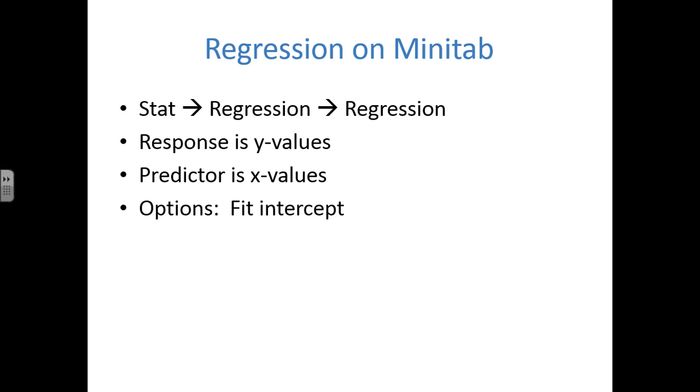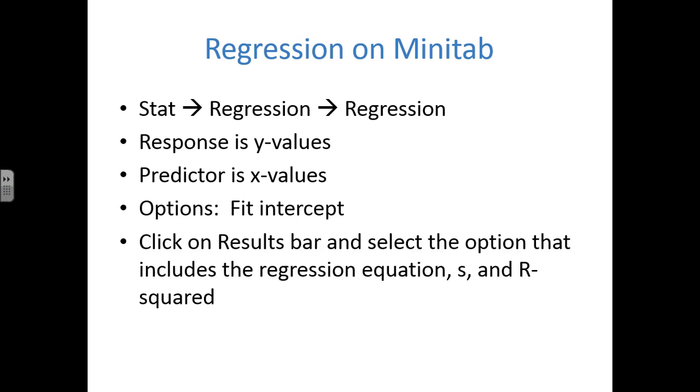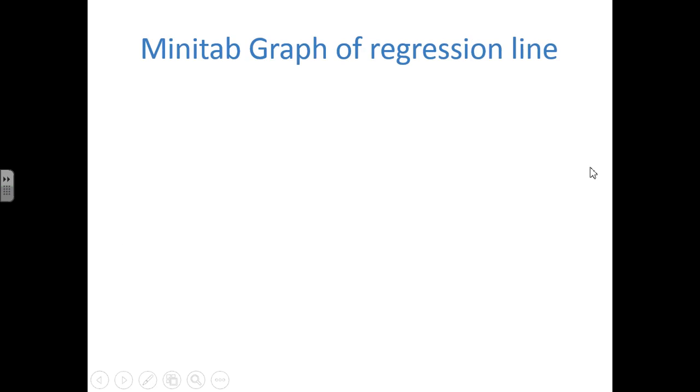You go to Options and you say Fit Intercept, and when you click on the results bar, you will get the regression equation, you will get S, and you will get R squared, S being the standard error of the regression line. All of this will be given to you. You'll be given a lot of different information, and some of it we will be using in the class, but all of it is explained in your reading of chapter 9.